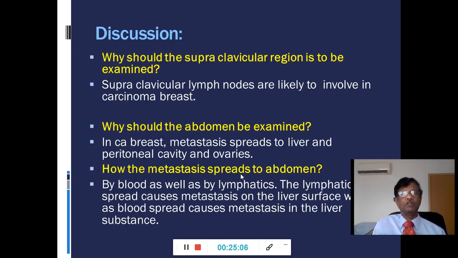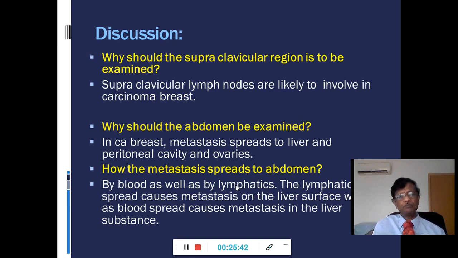Good examination. Then I want to ask you, why did you examine the supraclavicular region in this patient? Supraclavicular lymph nodes are likely to be involved in carcinoma of breast. Right. Why should the abdomen be examined? In carcinoma of breast, metastasis spreads to liver, peritoneal cavity and ovaries. How does the metastasis spread to the abdomen? Blood spread and lymphatic spread. Yes, by blood as well as the lymphatics, the spread causes metastasis.